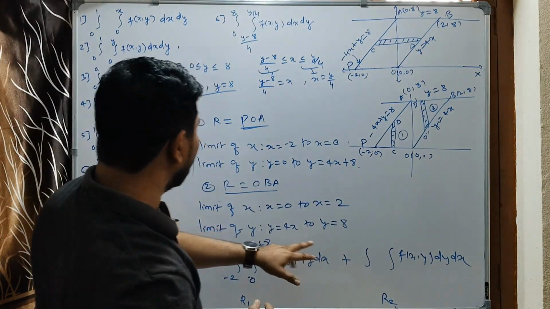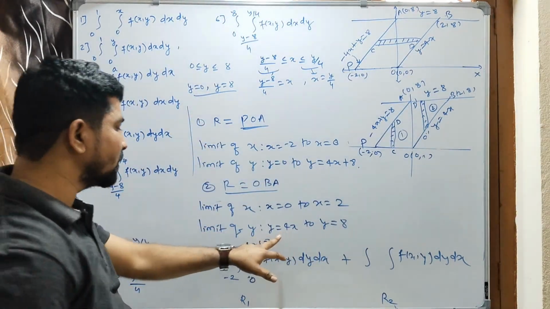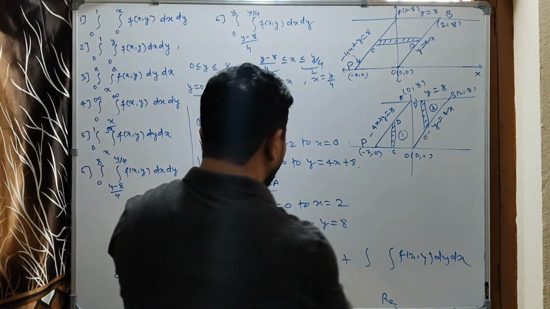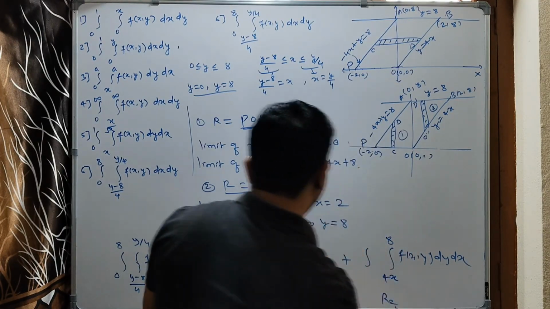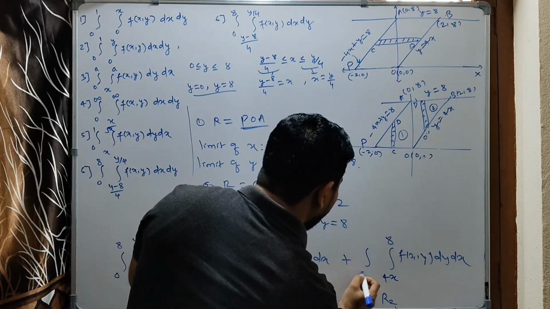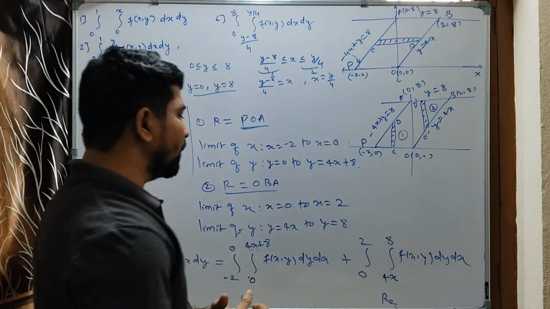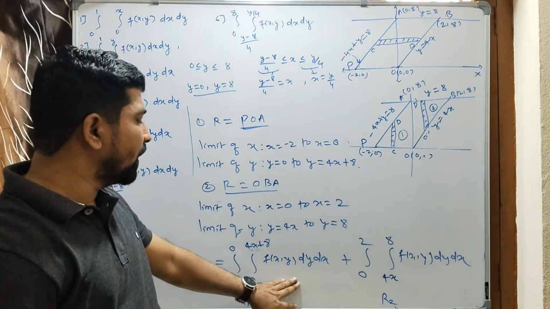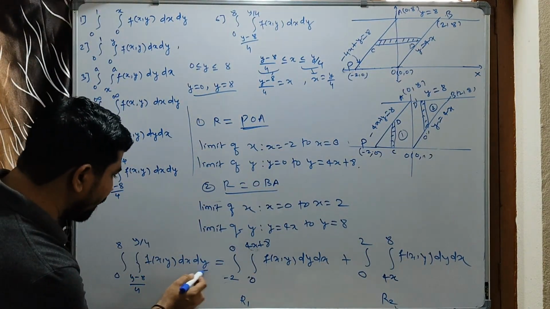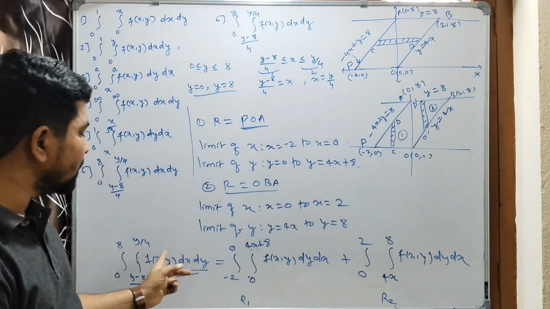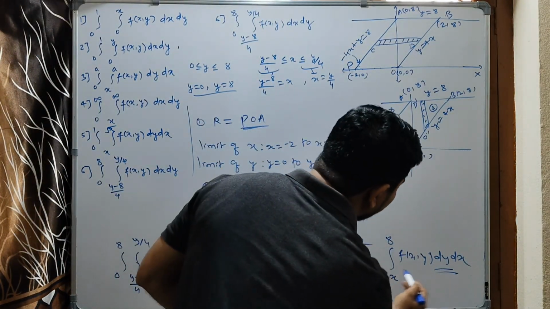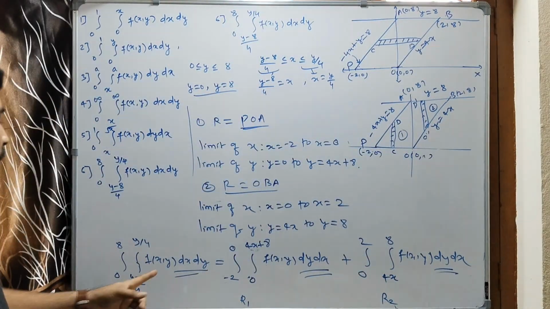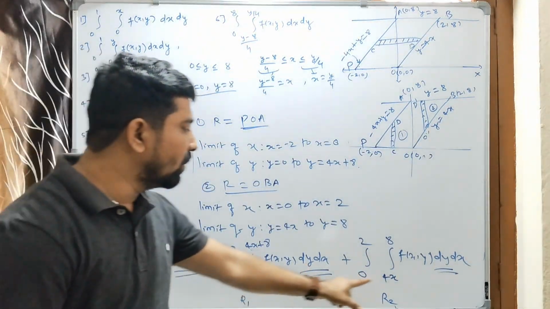Now come to the second region. These are the limits corresponding to the second region: the limits of y are 4x to 8 and the limits of x are 0 to 2. So this is the order of integration. Here I am changing the order from dx dy to dy dx, and this is the way to change it.